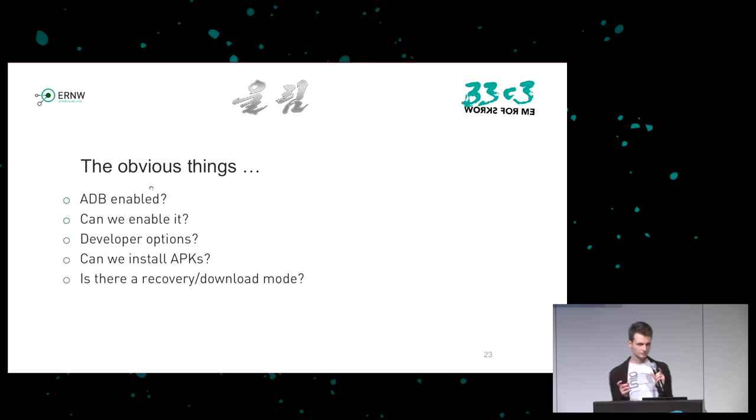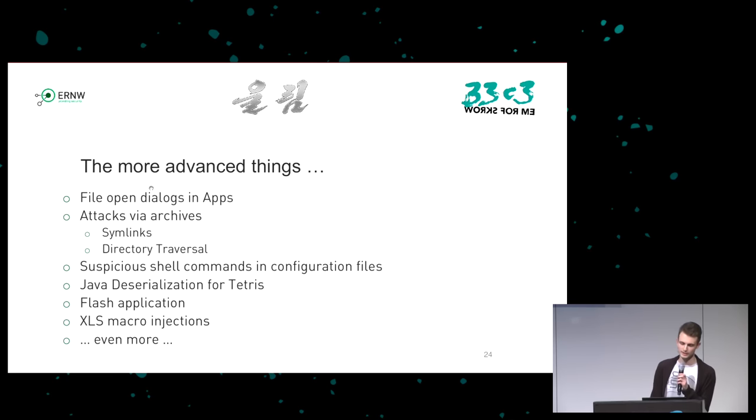Then we turned that thing off and pushed every button combination that we could imagine to find out if there's a recovery or download mode. But as far as we can perceive that, that wasn't possible. Then we got a little bit more creative. We tried to find file open dialogs in all kinds of applications, because we thought in the file manager you can only access certain files that are locked to one directory. So if we can find applications that have file open dialogs, we might be able to traverse directories and get access to system storage.